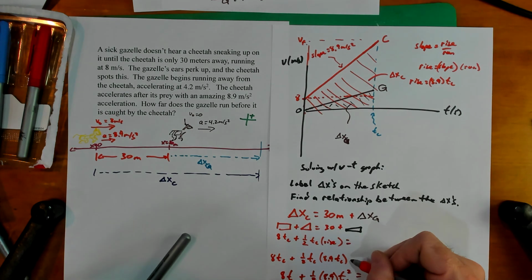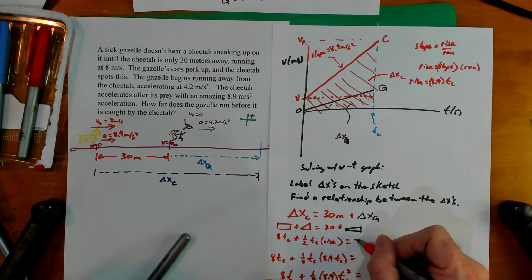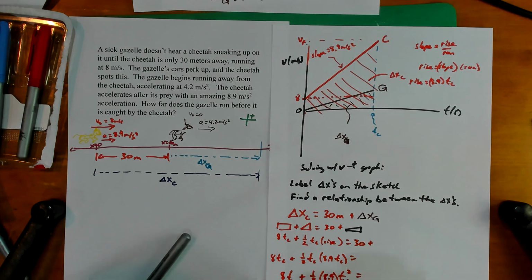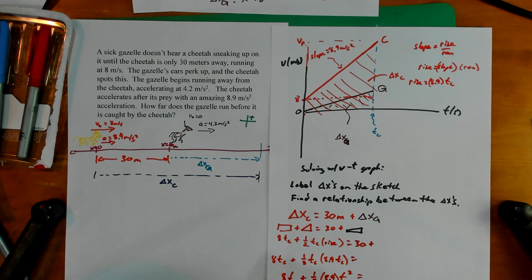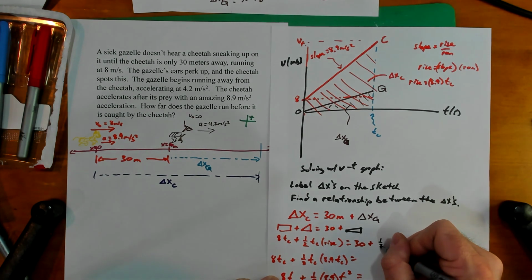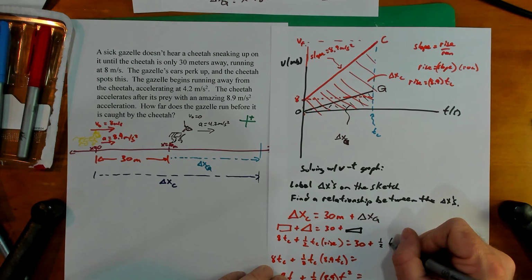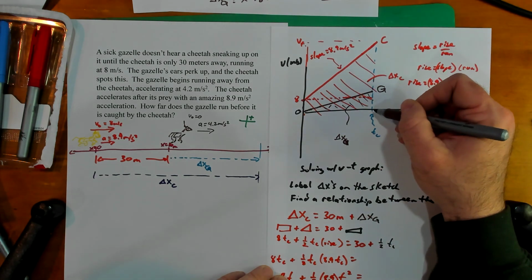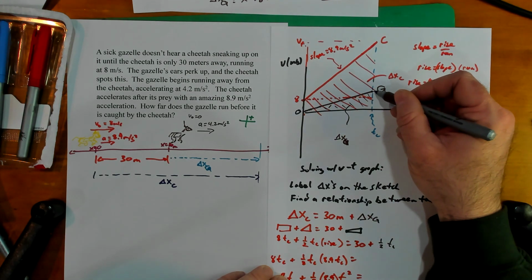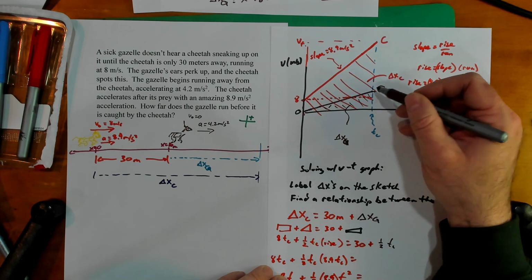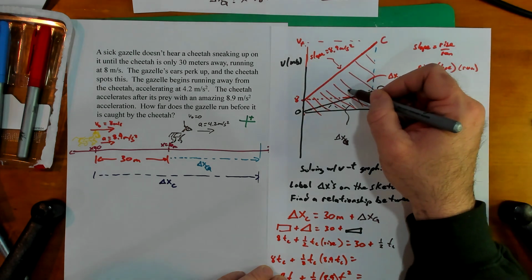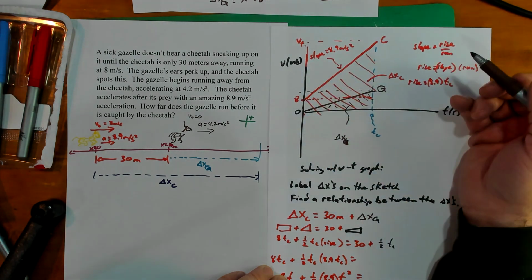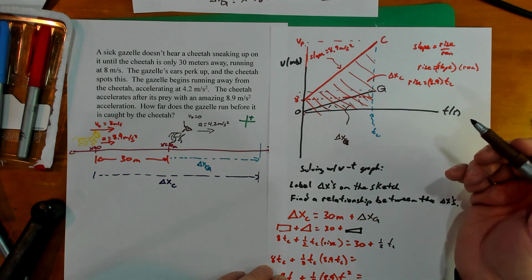Okay. On the other side of the equation, I've got 30 plus the area of that brown triangle. You see the area of that triangle is going to be 1/2 base times height. The base of the triangle, that's TC. And the height of the triangle, well, that's the final velocity of the gazelle, right? That's what this value would be. The velocity of the gazelle when it gets caught. You see, how am I going to find that value?